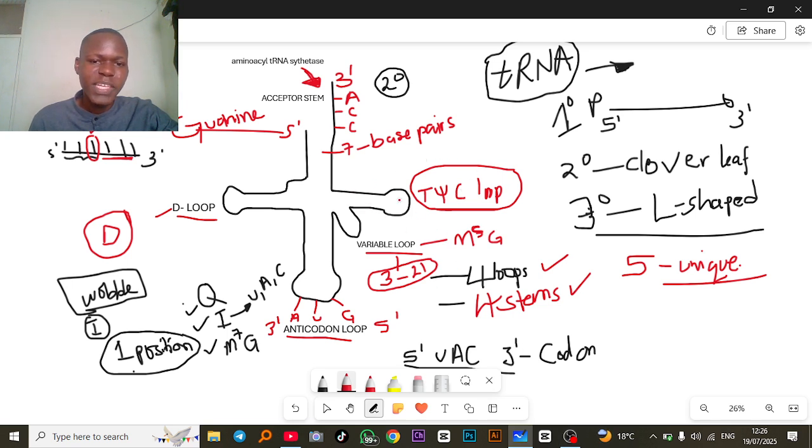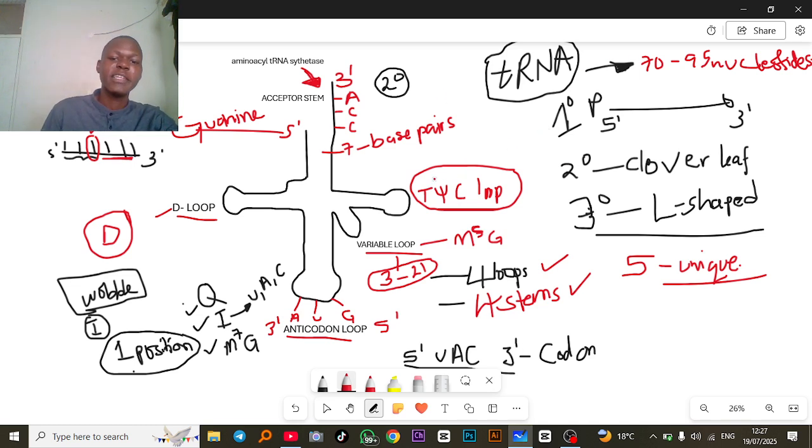So with that said and done, we have covered the secondary structure of tRNA. And lastly, I will talk about the number of nucleotides in this tRNA. It's about 70 to 95 nucleotides long, and that's the secondary structure.